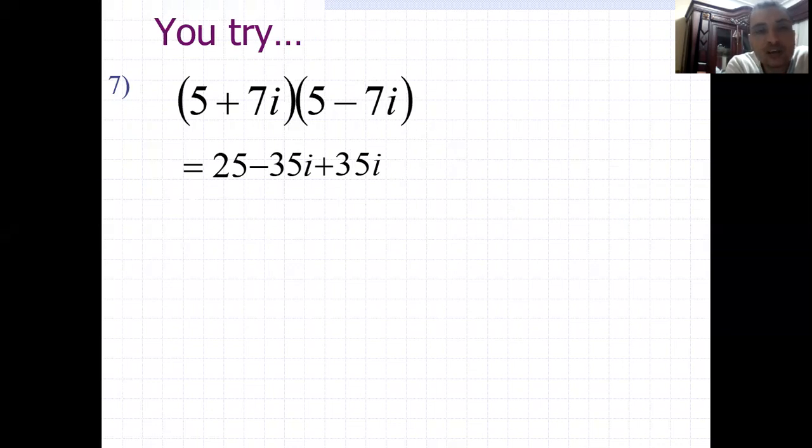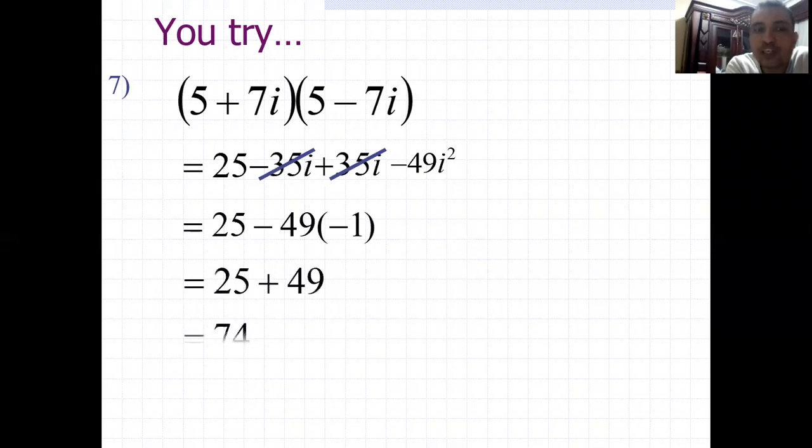Then positive 7i times negative 7i equals negative 49i squared. Then combine the like terms, you will cancel the middle. You will see that 25 minus 49 times negative 1, which is 25 plus 49, which is equal to 74. And when we complete the lesson, we will have another way to solve this type of questions.